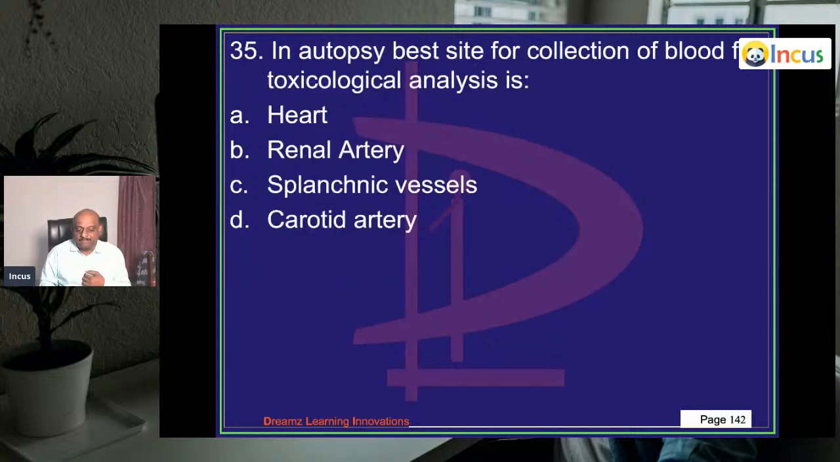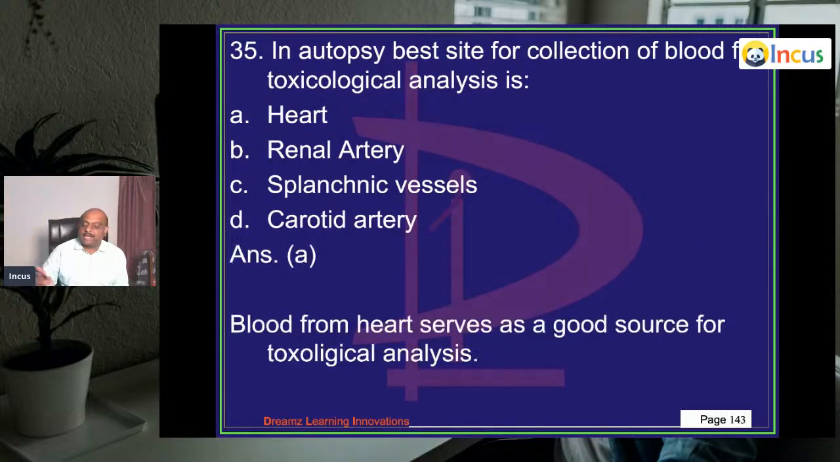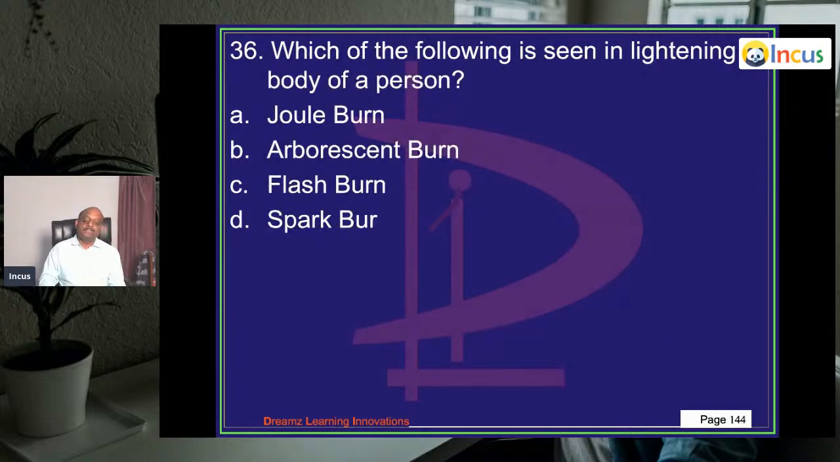So now, the time for exhumation in India, it can be done anytime. No time limit. What is the best site for collection of the blood in toxicological analysis? Heart. Blood from the heart. So that is the good source for toxicological analysis.